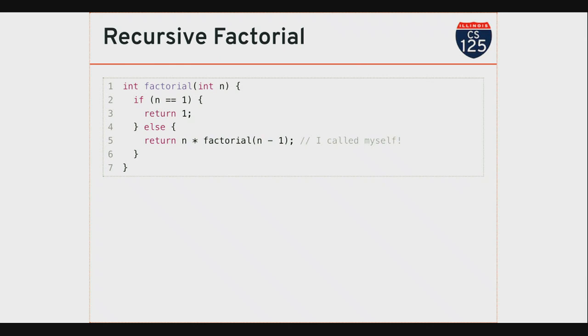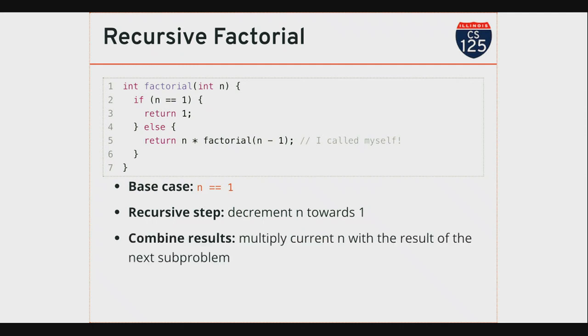Otherwise, what I do is I say, I know that the factorial of a number is that number times the factorial of the number that's one smaller. So here's my recursive step. I'm calling factorial n minus one, and here's combining the results together, right? So the base case is when n equals one. The recursive step is calling factorial of n minus one. That's what makes the problem smaller, because I'm going towards one, I hope. And combining results together is multiplying the current value times the factorial of the number that's one smaller. All right?